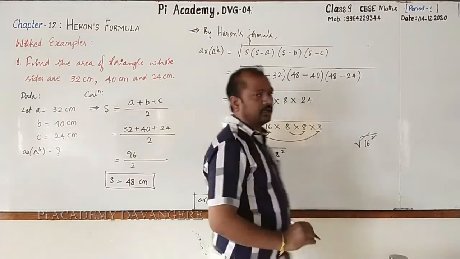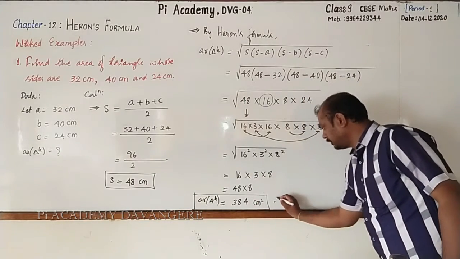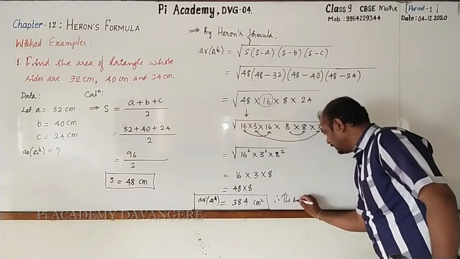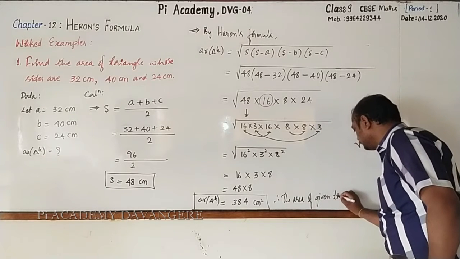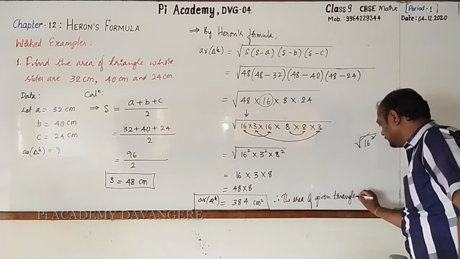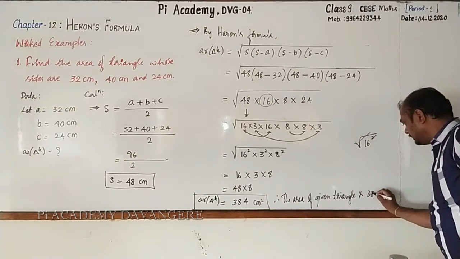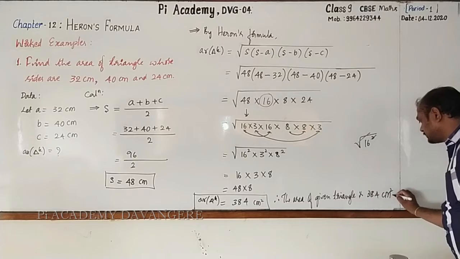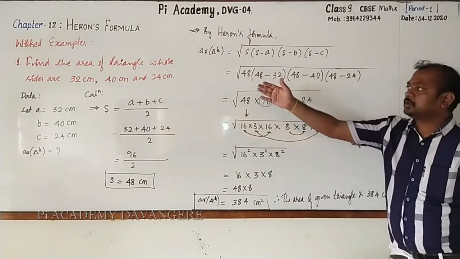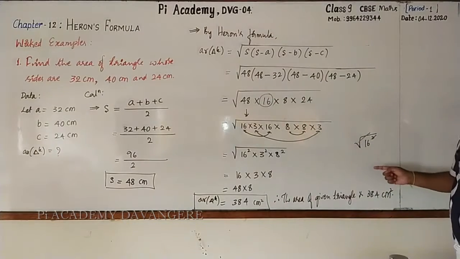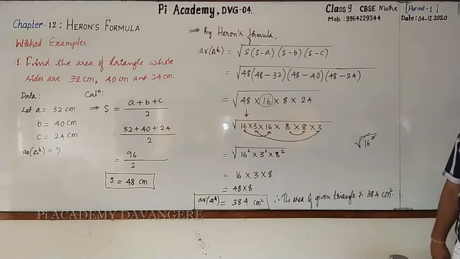Now let me write the conclusion. Therefore, the area of given triangle is 384 centimeter square. So now you may go for copying this completely from there to here. Afterwards, I'll go for taking one more problem.